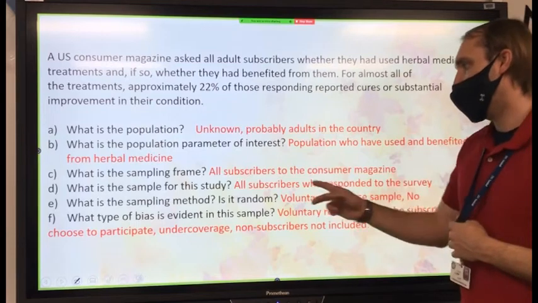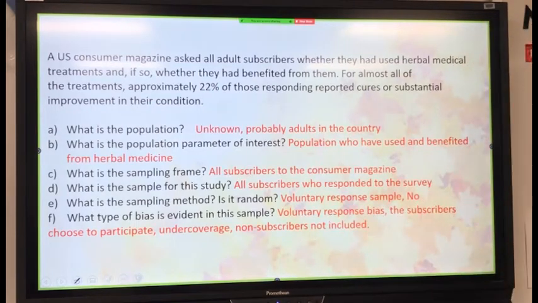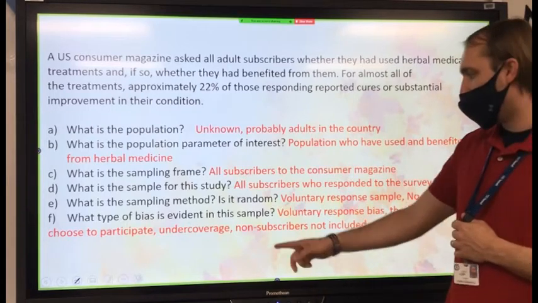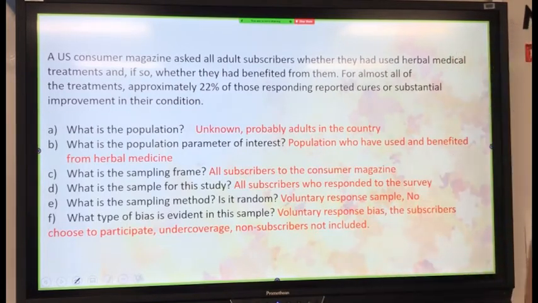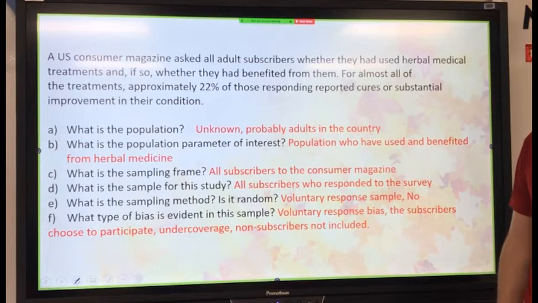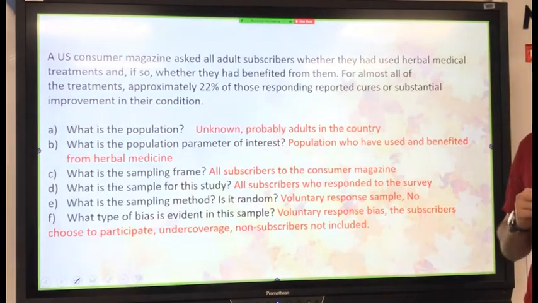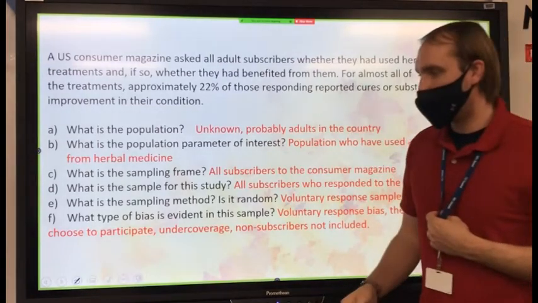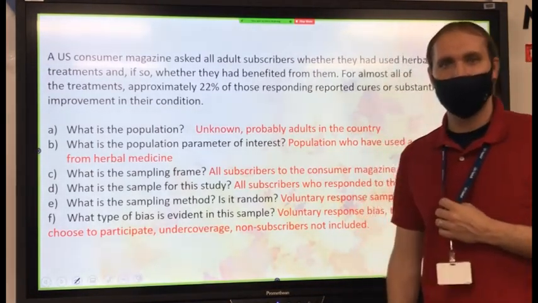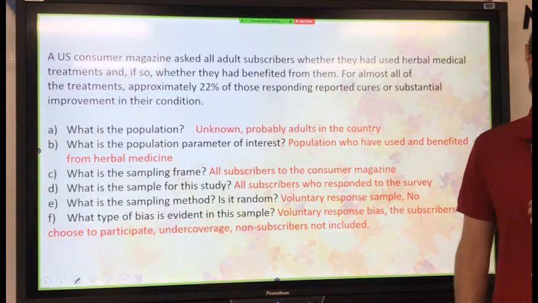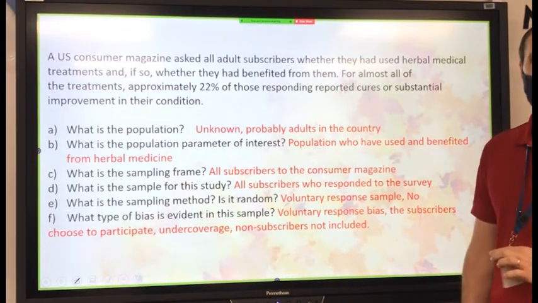It's not random. And what type of bias is evident in this sample? Well, they had that response bias. Subscribers choose to participate. Undercoverage: what about non-subscribers? And yep. So, just a little quick thing about bias. Something to definitely watch out for. Again, you should probably be asking, is it even possible to eliminate bias? The answer is probably no. We just want to minimize it as much as possible.